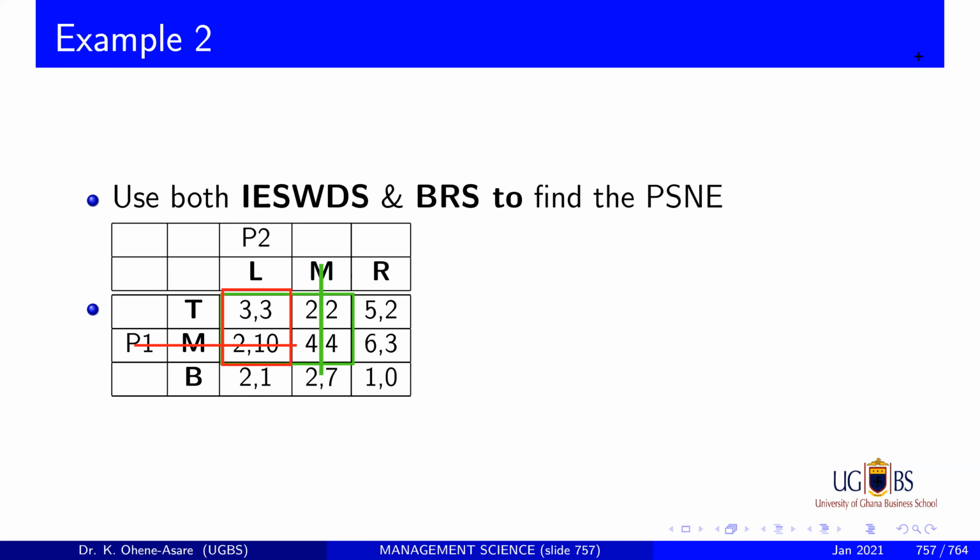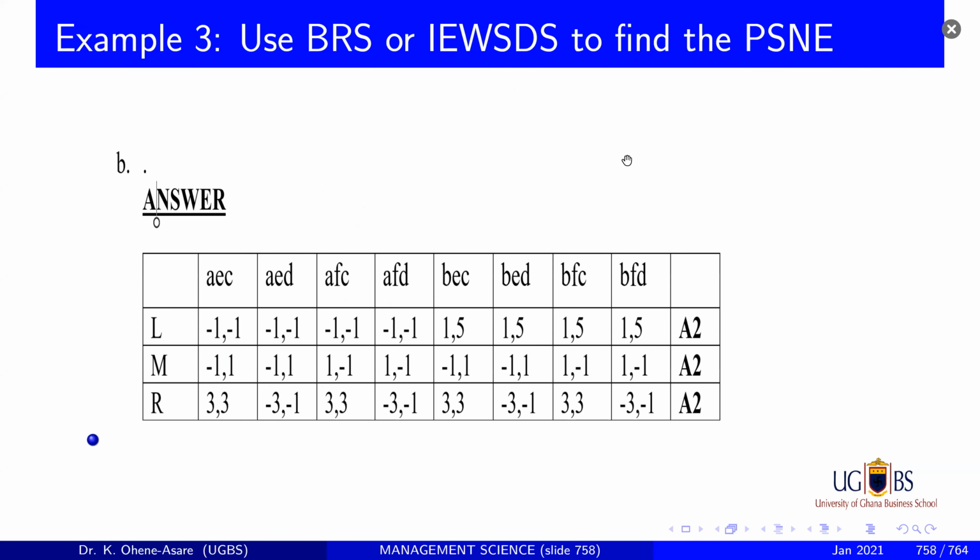Okay, so let's look at another example of either iterative elimination or best response. I'm going to use best response for this, and you guys will use it. Best response will be faster here. So we're going to use the best response strategy.